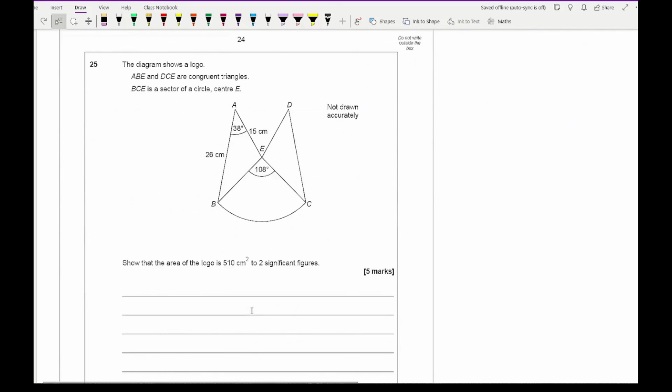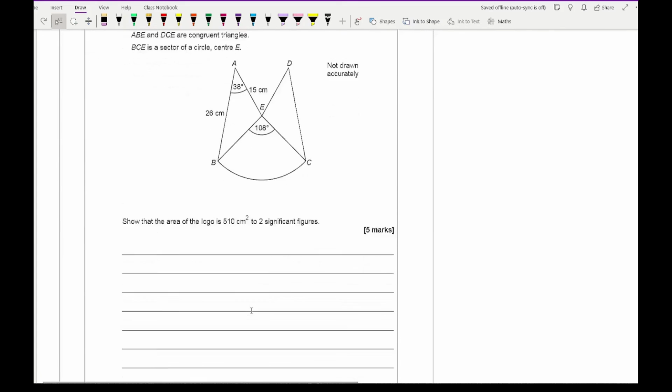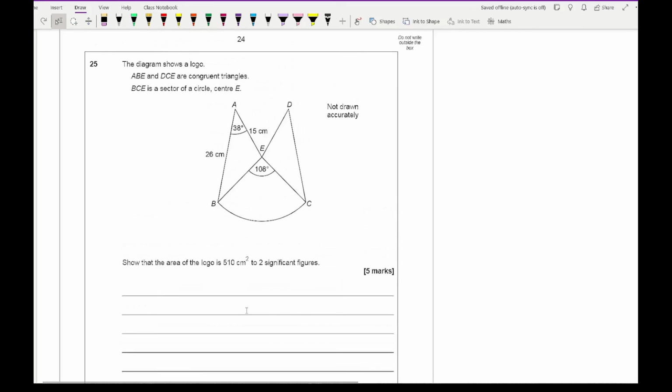Then moving on to question 25, it says the diagram shows a logo. ABE and DCE are congruent triangles. ABCE is a sector of a circle with centre E. Show that the area of the logo is 510 centimetres squared to 2 significant figures. So first things first, we need to work out the area of each of these. If I label this 1 and 2, the area of 1, and if I draw that triangle out, here I've got 38, 15, 26.